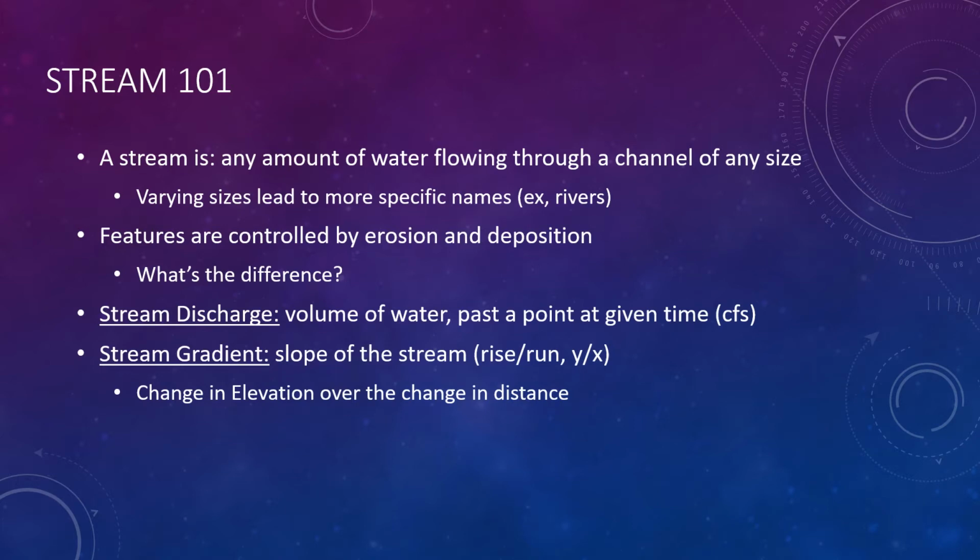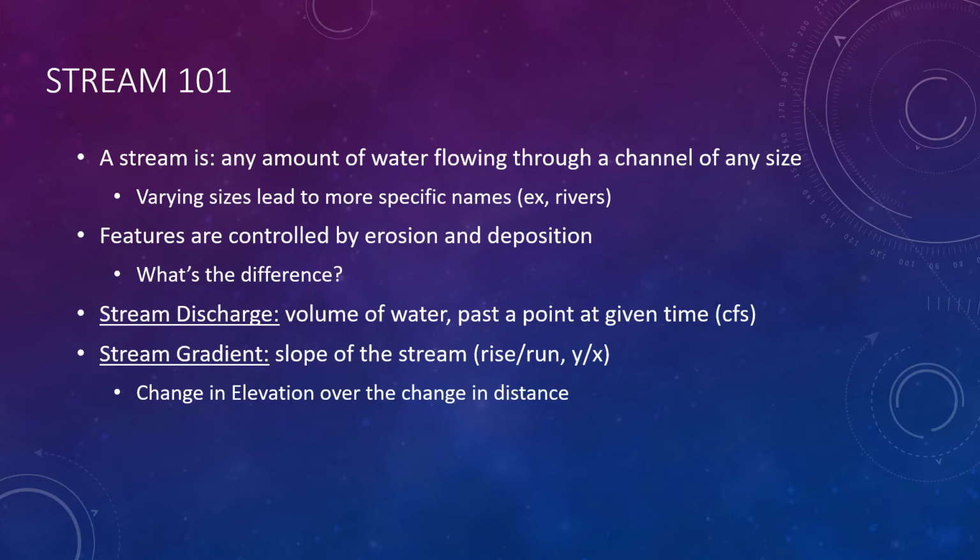Scientists classify a stream as any amount of water flowing through a channel of any size. When the channel and water flow amount differ, we often assign the name river to a stream of larger size. Although rivers possess characteristics of streams, the main distinction is only the name and the size. Many famous topographic features were formed by streams, such as the Grand Canyon and the Mississippi River Delta.